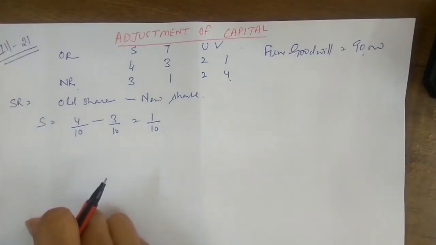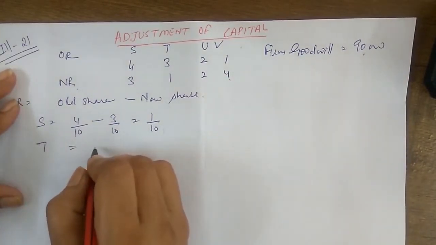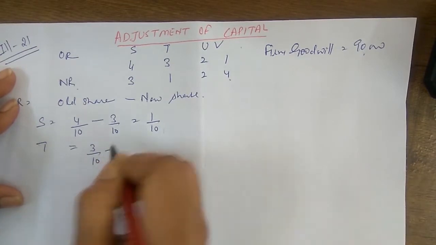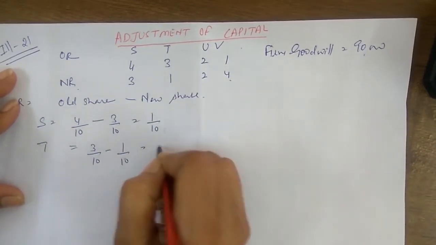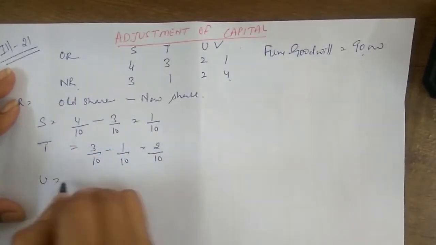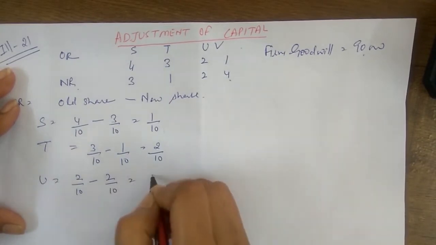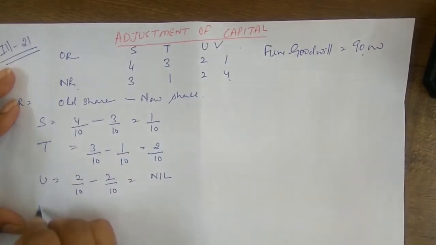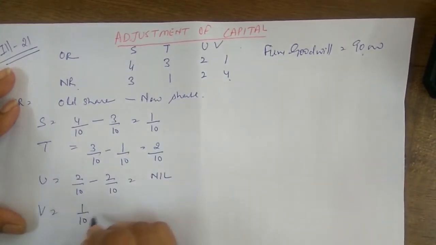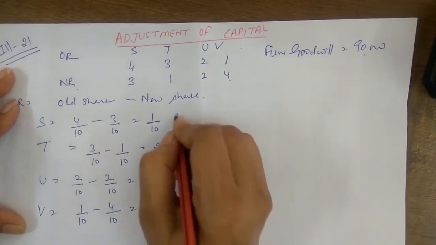Clear है बच्चे? Then we have another partner T. His old share is 3 by 10. New is 1 by 10. His sacrifice is 2 by 10. Now next is U. U's old is 2 by 10. New is 2 by 10. He is not affected. V. 1 by 10 old. New is 4 by 10. Gain is 3 by 10. That means he is a gaining partner.